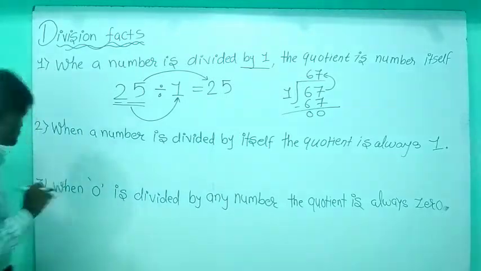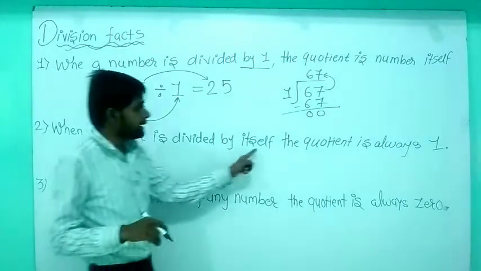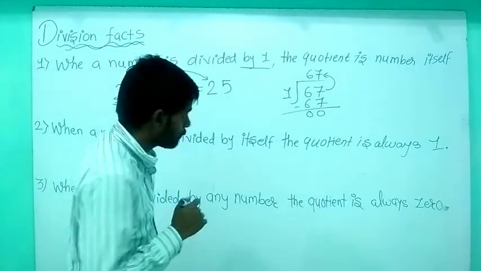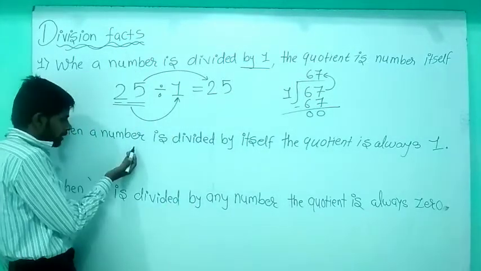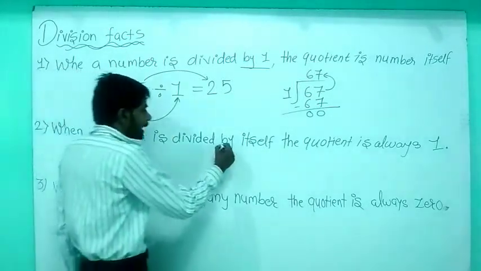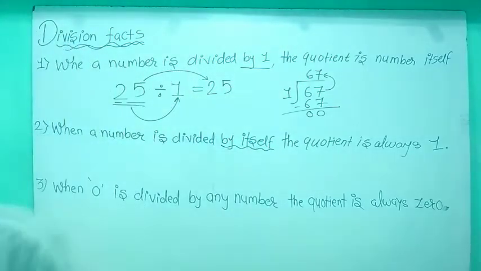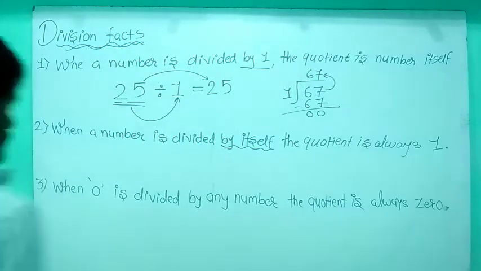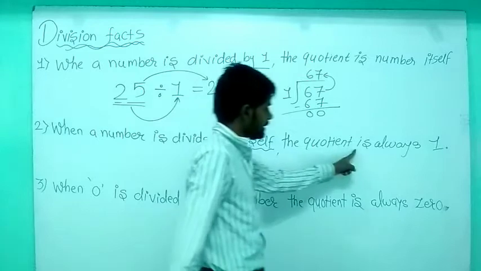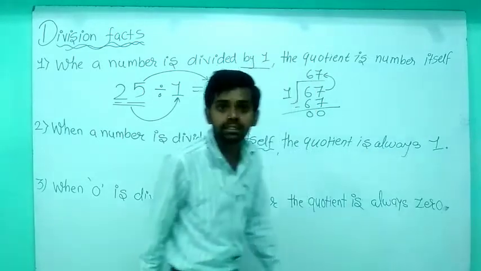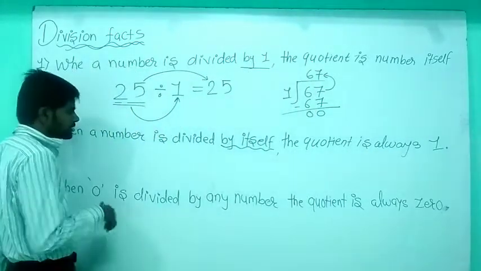That is, when a number is divided by itself. Okay, listen carefully. When a number is divided by itself, नंबर को नंबर से ही divide कर दिया हमने यहाँ पर, then the quotient is always 1. Always. पर भाई सही simple सी तो बात है.